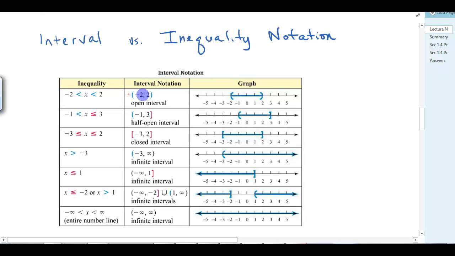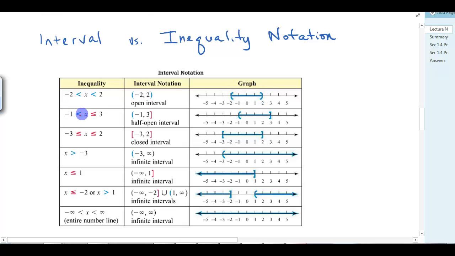We have parentheses because we do not have an equals under here. If we do, then that gets a bracket. So the symbol alone without the equals, you get parentheses. And if this is on a graph, you might see it like that.